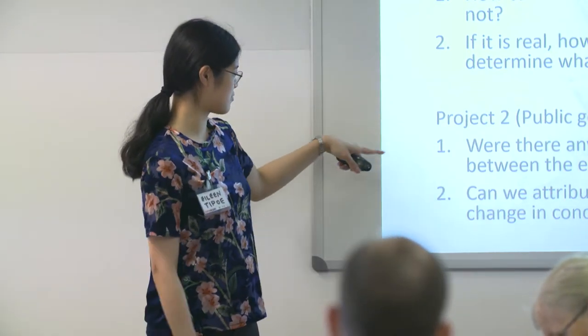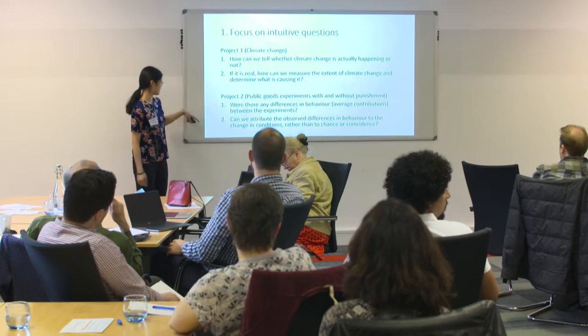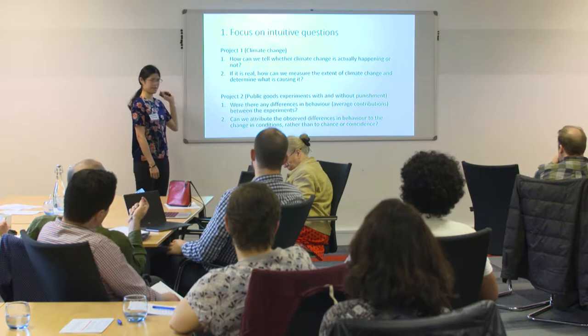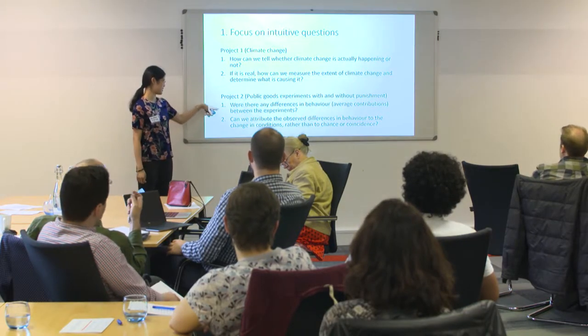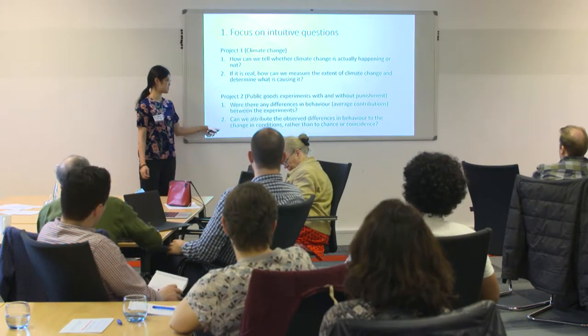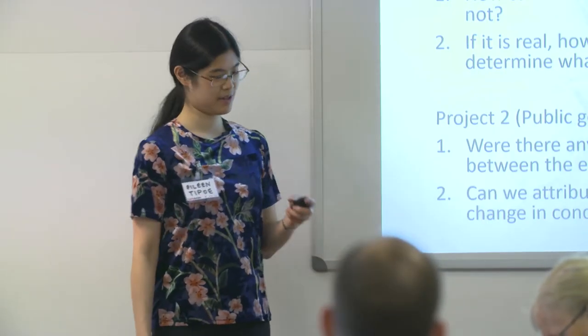And then for project two, we have public goods experiments with and without punishment. We all played a public goods experiment yesterday. So we also get students to play the game themselves. So they generate the data by themselves, and they know roughly how data is created. And then they download the data and they can make line charts of their own contributions and things like that. And then we have actual data from a public goods experiment that was done and cited in a paper. Then we ask, were there any differences in behavior between the experiments? And can we attribute the observed differences to the change in experimental conditions rather than to chance? So this is where we get to p-values.